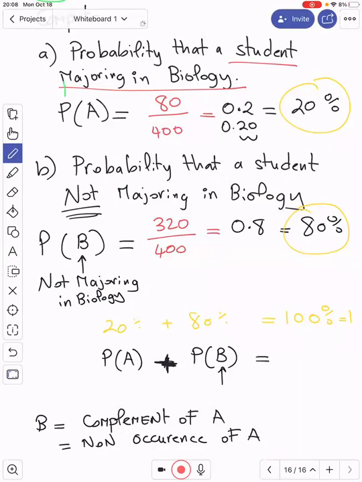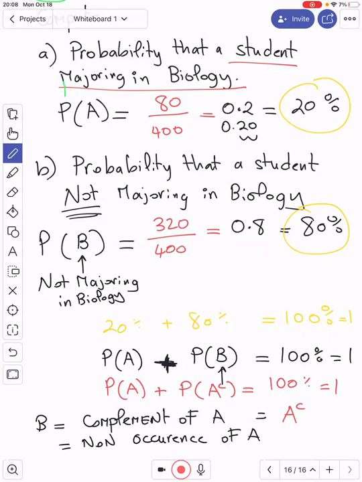So the probability of an event A plus the probability of the complement of A is always 100%. We denoted the complement of A with A^C. So the probability of an event A plus the probability of the complement of A is always equal to 100%, which is 1. All right, guys, that probably covers 5.1.